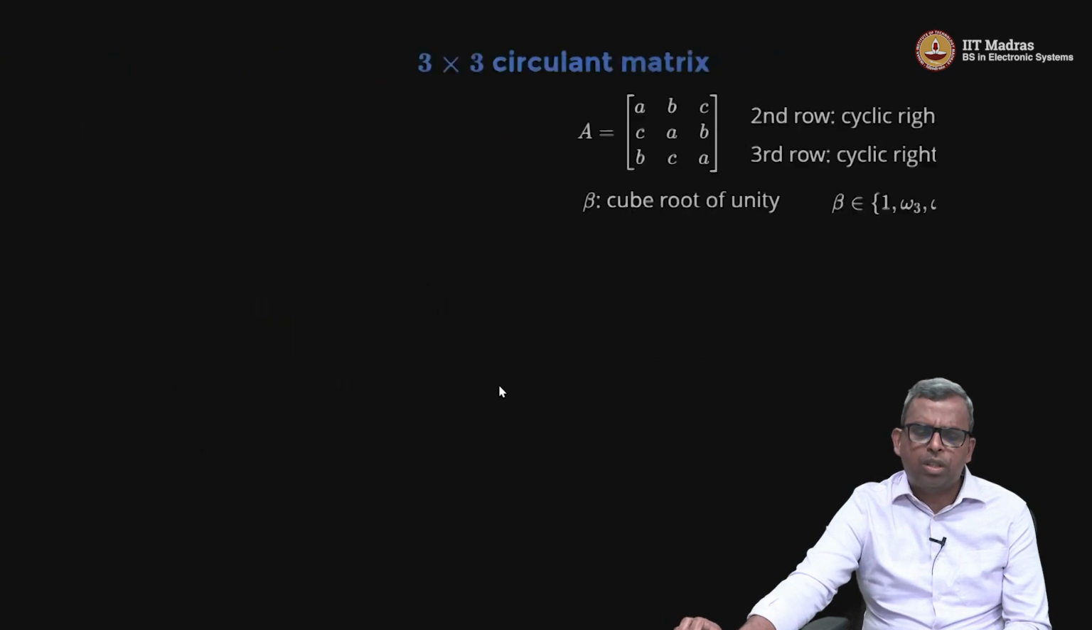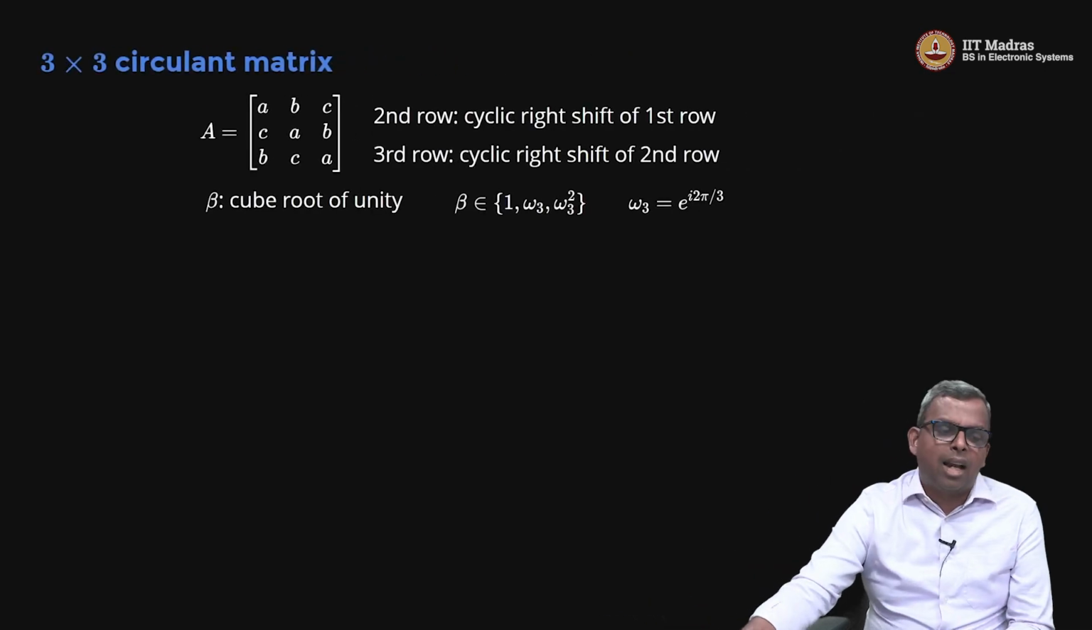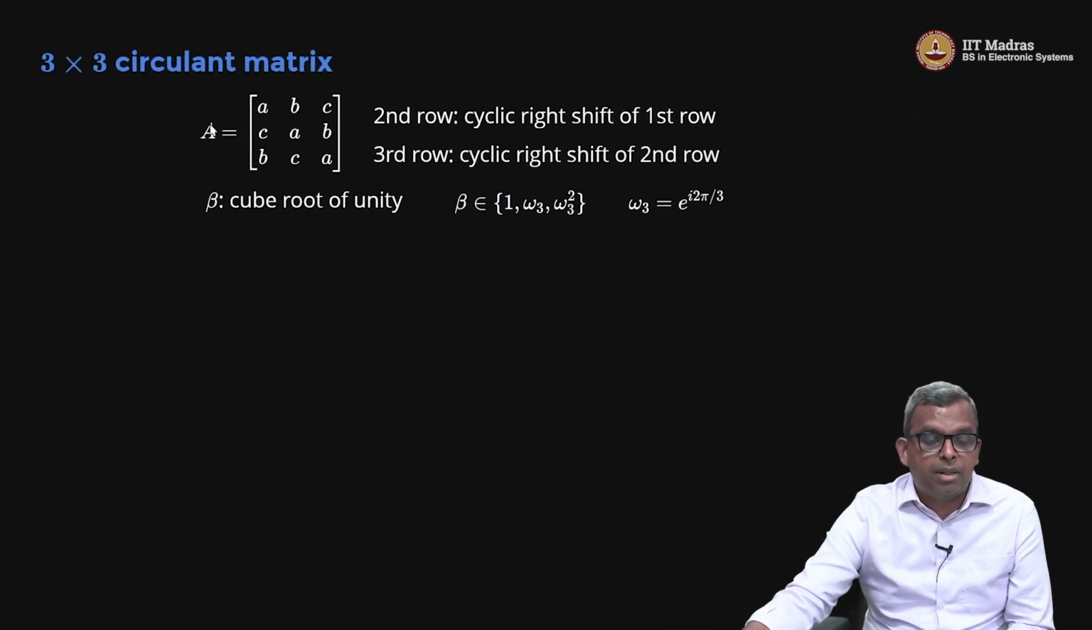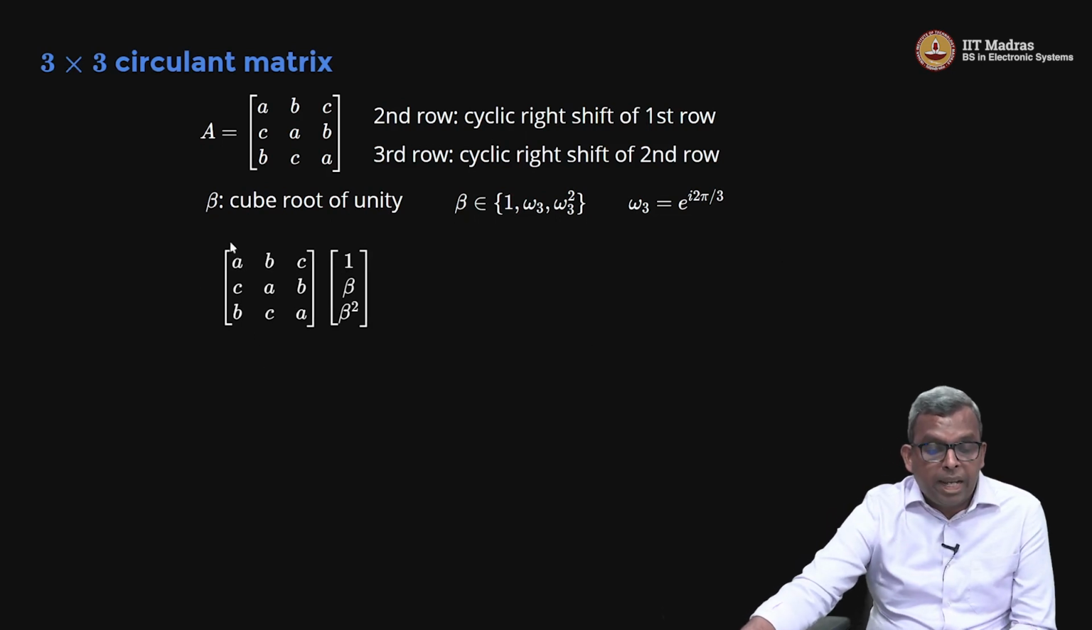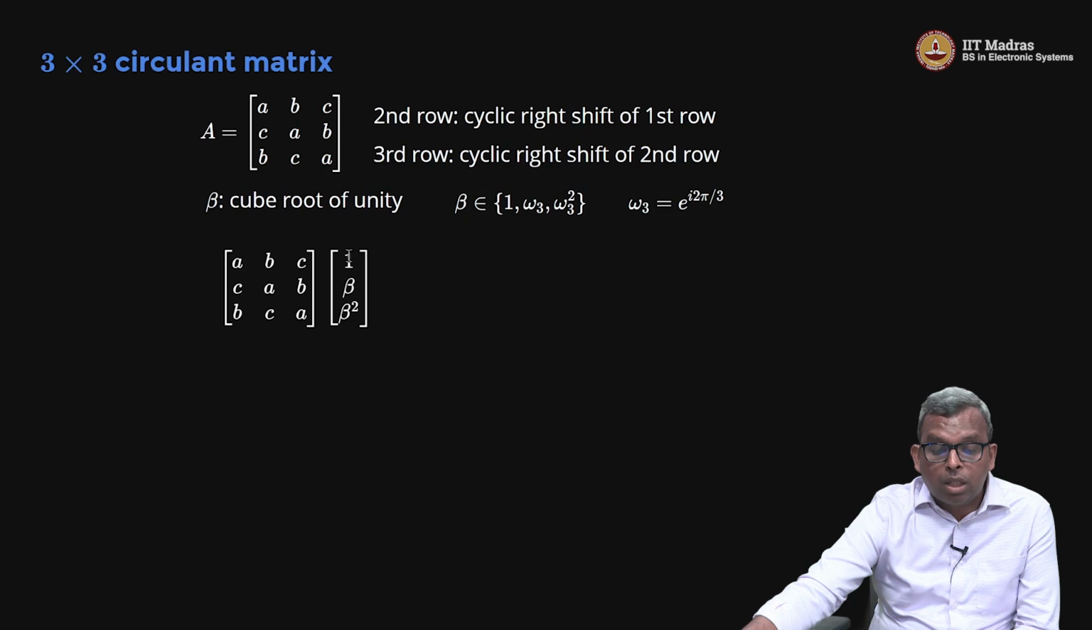We're going to put this to use to attack an arbitrary circulant matrix. Here's an arbitrary circulant matrix: A B C, C A B, B C A. I've done the same cyclic right shift and all that. I'm going to take a beta which is a cube root of unity. It could be 1 or omega 3 or omega 3 squared. We know this already. And here is my wonderful little idea. I'm going to take this circulant matrix and multiply on the right with 1, beta, beta squared, which is a transform of this entire matrix.